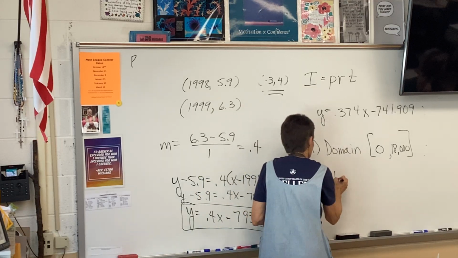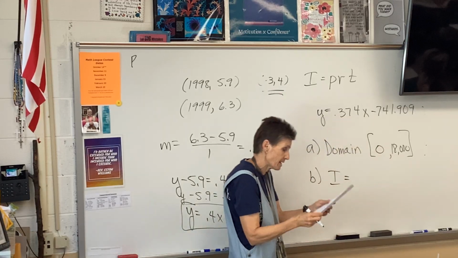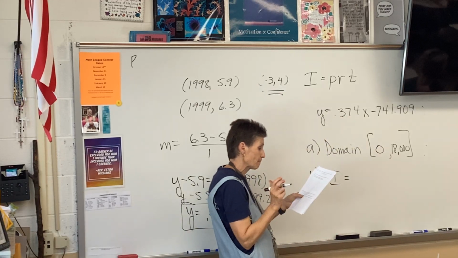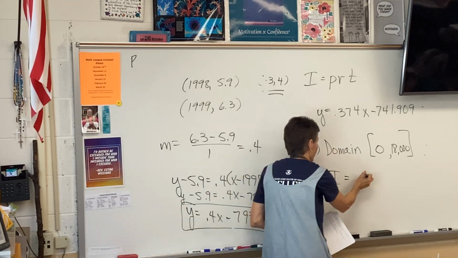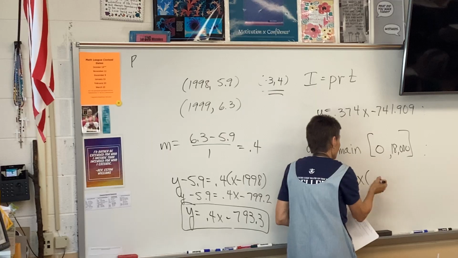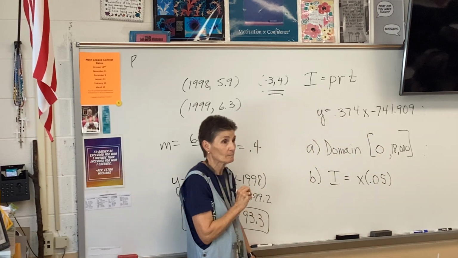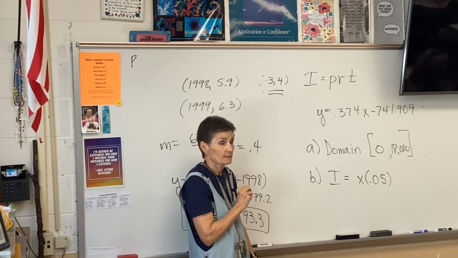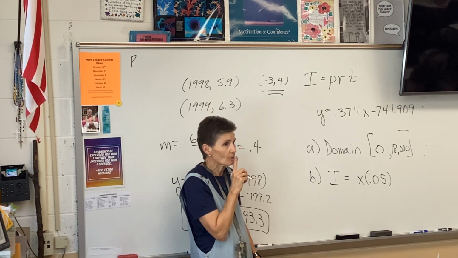Our interest, how much money is she investing? What's our principal? X, at 5%. How does that look to everybody? Does that look okay? T is 1. Is that all the interest that she's going to earn now?